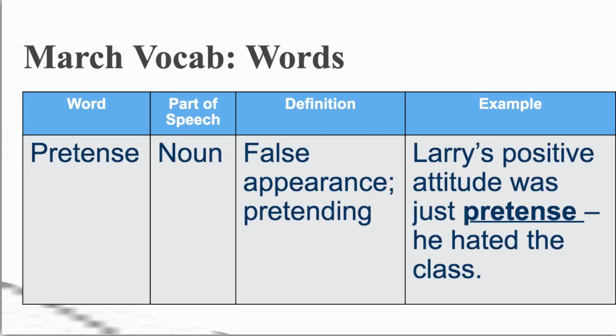Pretense is the next one. This is one of the trickier ones because it is a thing, but it can be hard to work into your own sentence. So this is basically a false appearance. It is pretending, but it is basically something that someone pretends. So it is a thing. It's not an action. Example here, Larry's positive attitude was just pretense. He hated the class. So in this case, it was just something he was pretending.